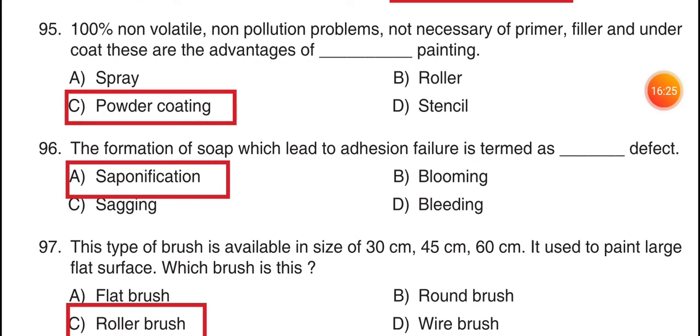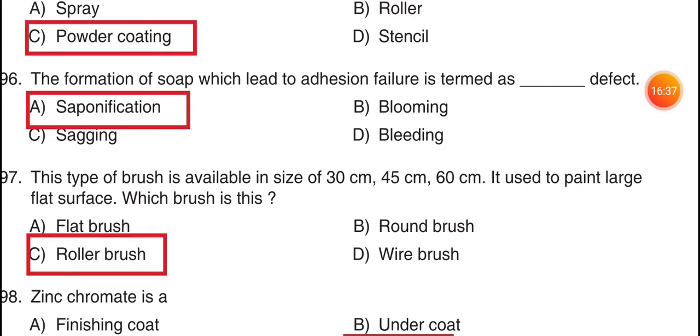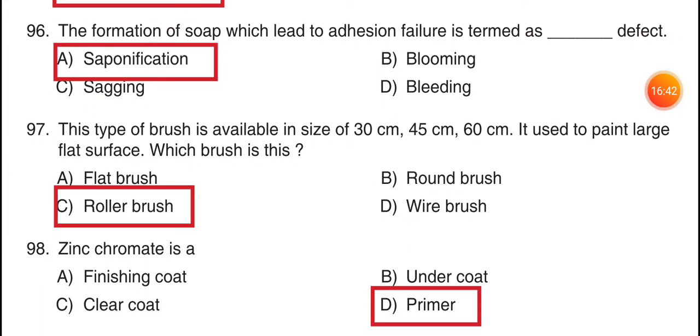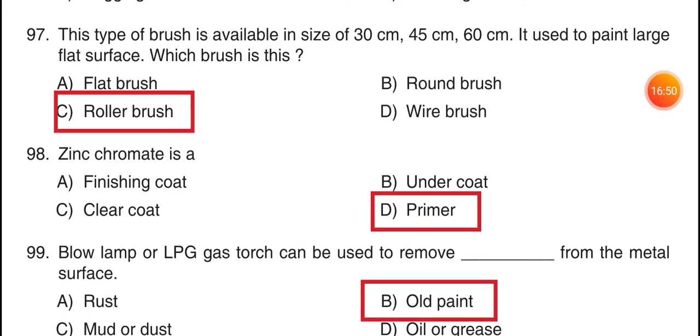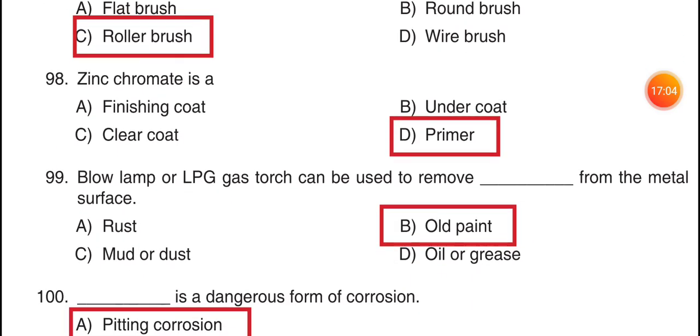95. 100% non-volatile, non-pollution problem, not necessary of primer, filler and undercoat. These are the advantages of dash painting. Option C, powder coating painting. 96. The formation of soap which lead to the adhesion failure is termed as dash defect. Option A, saponification. 97. This type of brush is available in the size of 30 cm, 45 cm, 60 cm. It is used to paint large flat surface. Which brush is this? Option C, roller brush.